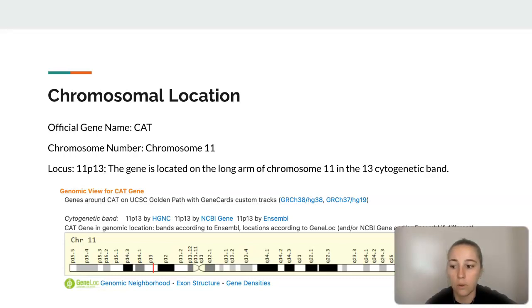This RNA molecule, known as mRNA or messenger RNA, carries the genetic code from the gene to the ribosomes for protein translation. The mRNA transcribed from the CAT gene is subsequently translated into the primary structure of the catalase enzyme. Catalase gene is located on chromosome number 11 on the long arm in the 13 cytogenic band. And you can see that in the picture right here.